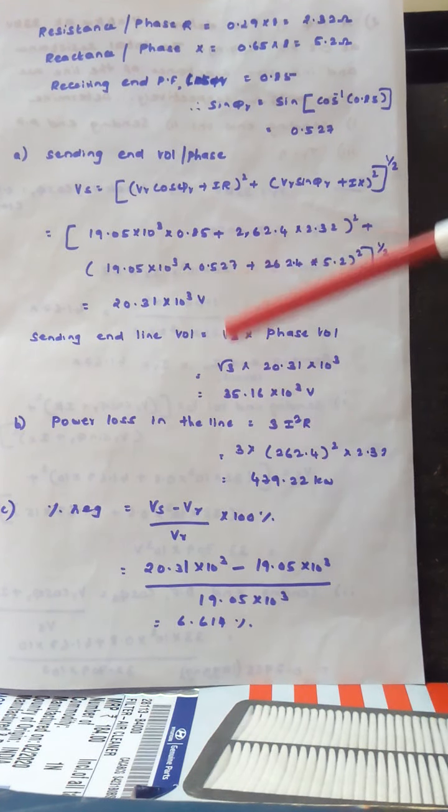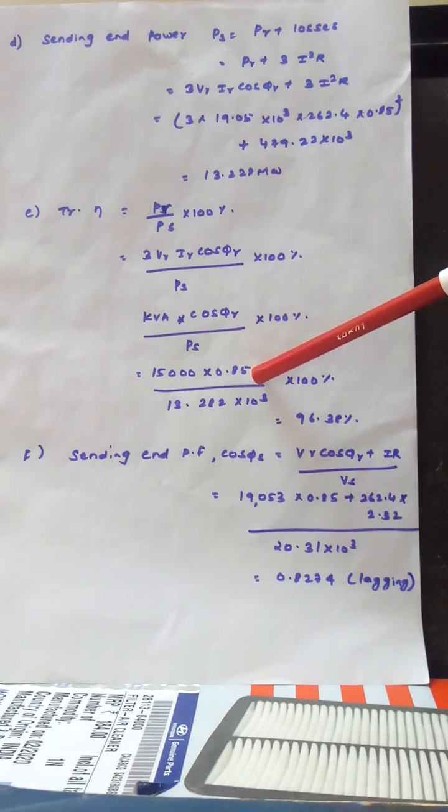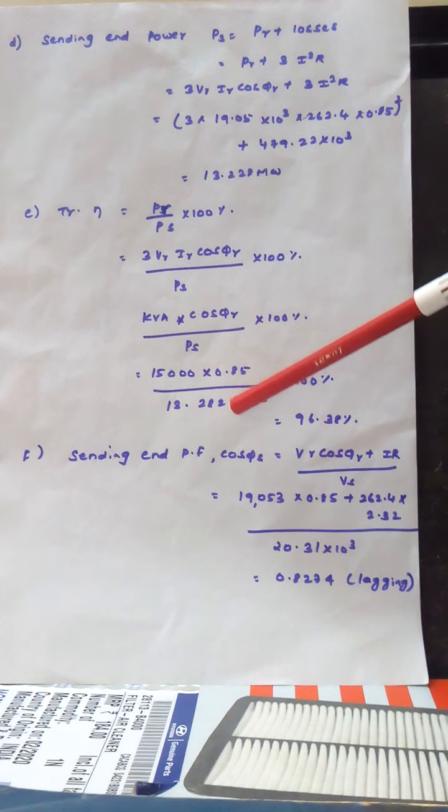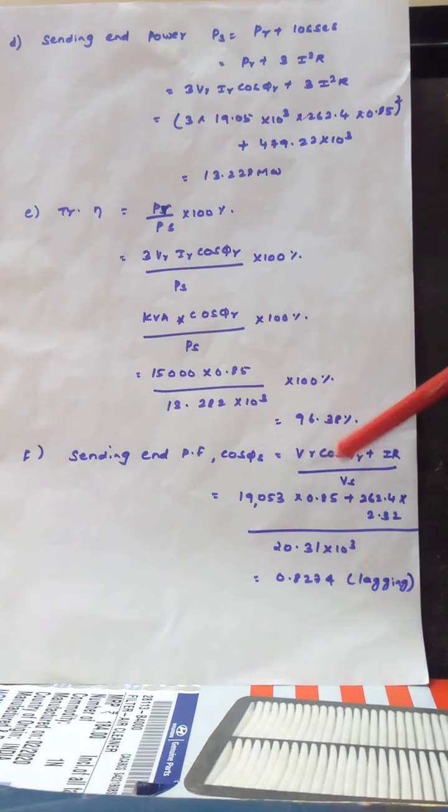Next, we have to find out the transmission efficiency, that is PR divided by PS, the receiving end power divided by sending end power. Receiving end power is 3 into VR IR cos phi r, divided by PS, which we have already found as 13.228 megawatt. So we can directly substitute. VR IR is kVA, correct? So kVA into cos phi r divided by PS. The kVA given is 15,000 into cos phi r, which is 0.85, and PS is 13.228 megawatts, converted into 10 to the power of 3.